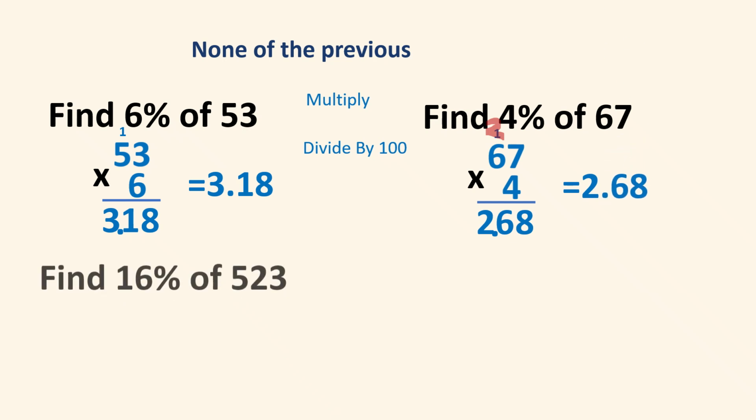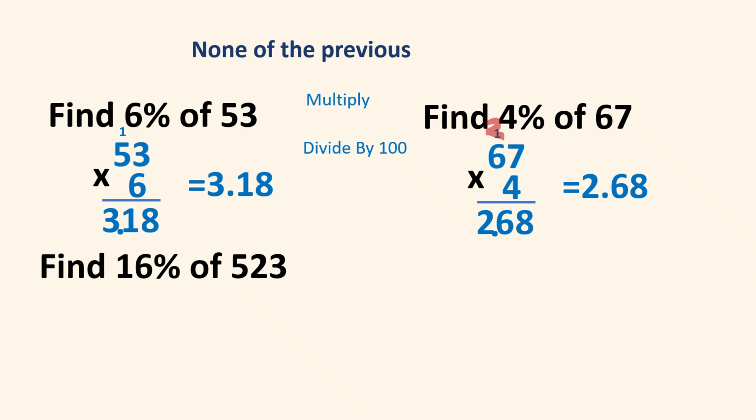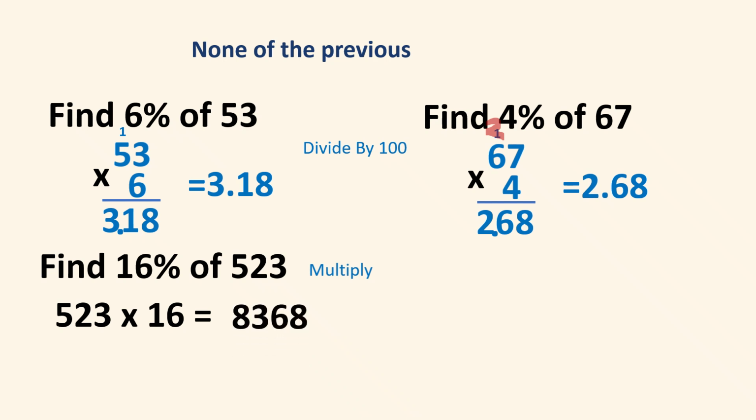Now what if it was very big numbers, like 16% of 523? Yes, we don't panic. We first multiply. It's just 16 times 523 or 523 times 16. It's the same thing. Multiply these, it gives you this number, 8368. Then do the second step, which is dividing by 100. Dividing by 100 is just going back 2 steps. So put this decimal after 2 numbers from the right side. So it's going to be 83.68.